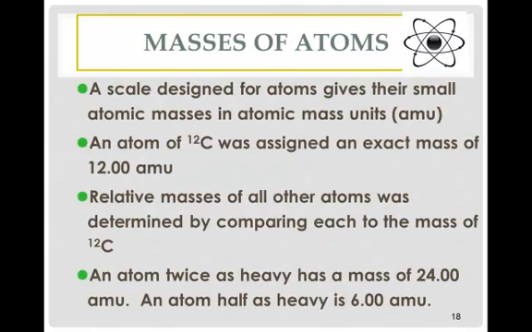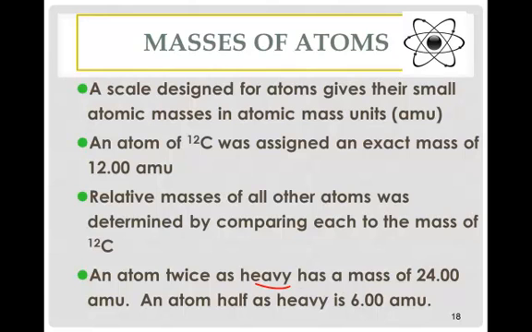All right, so masses of our atoms. How we determine masses of our atoms is really based on carbon. A scale was designed for atoms, given their small atomic masses, in atomic mass units. An atom of carbon-12 was assigned an exact mass of 12 AMUs. We can base it off of the scale that they used. The relative masses of all other atoms were determined by comparing each mass to carbon-12. So if we look on the periodic table, carbon-12 is what everything's judged by.